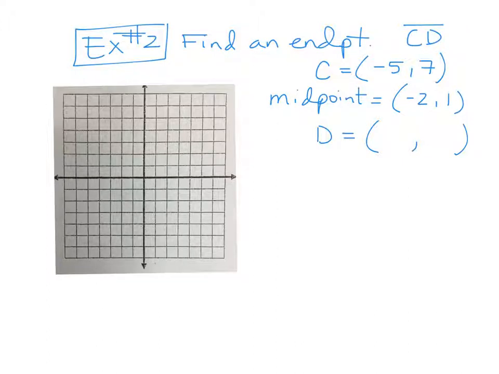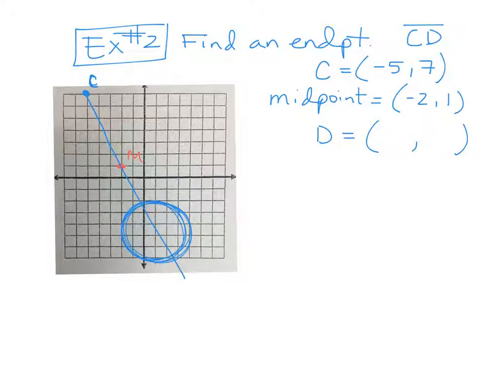Here's what I want you to think about. If I were to graph this, okay, C is -5, 7. 1, 2, 3, 4, 5, 7. There's point C. Okay, my midpoint is -2, 1. Think about a segment. If M is the midpoint of that segment, my segment should be somewhere around there, right? The other end of it should be somewhere down here. So you can always check your answer by just plotting it if you need that extra verification, okay?